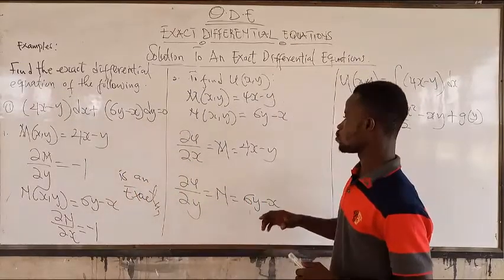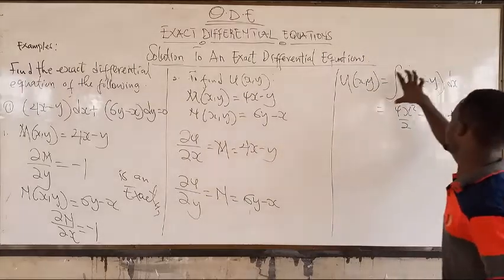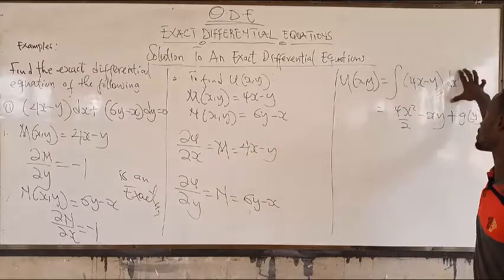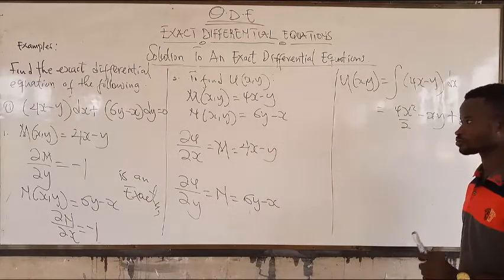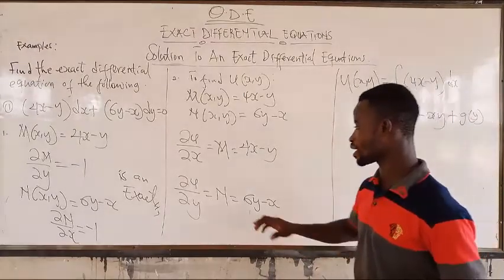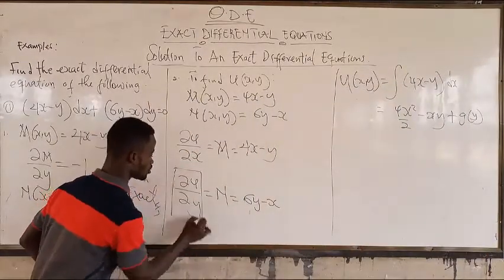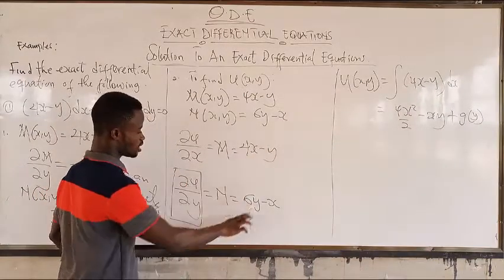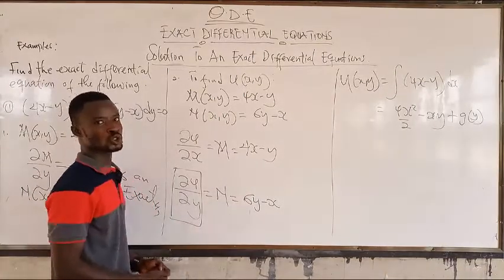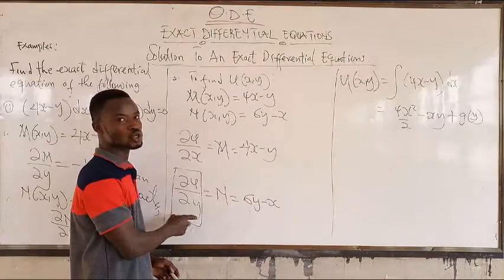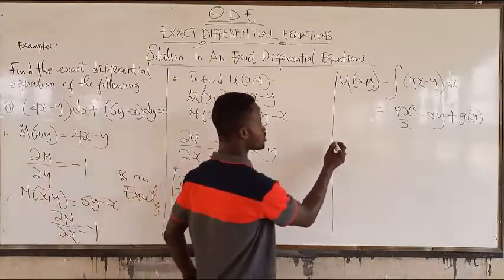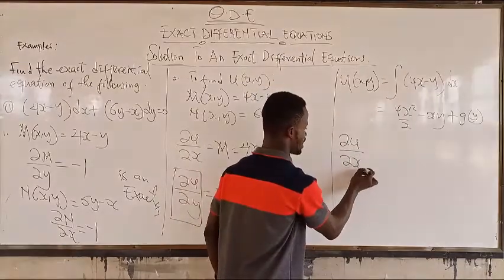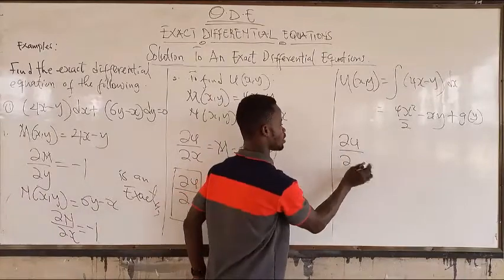So we pick this to integrate to get this. Please watch here very well. You pick this to integrate to get this. Now, we are going to pick this, because while you pick this to integrate with respect to x, then you pick this to differentiate with respect to y. So we are going to take the partial derivative of u with respect to x. Sorry, with respect to y.